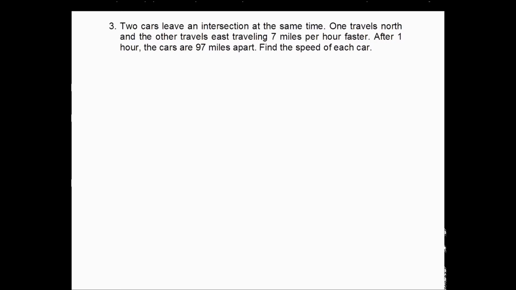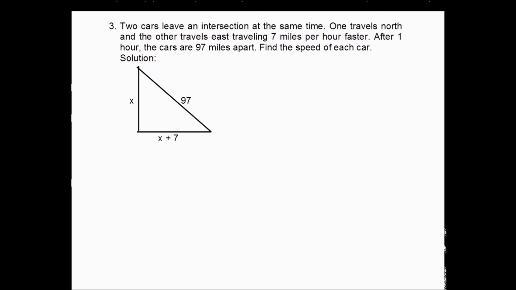Two cars leave an intersection at the same time. One travels north, and the other travels east, traveling 7 miles per hour faster. After 1 hour, the cars are 97 miles apart. Find the speed of each car. Okay, notice since they're traveling for just 1 hour, the speed of the car in miles per hour is also how far it's gone.